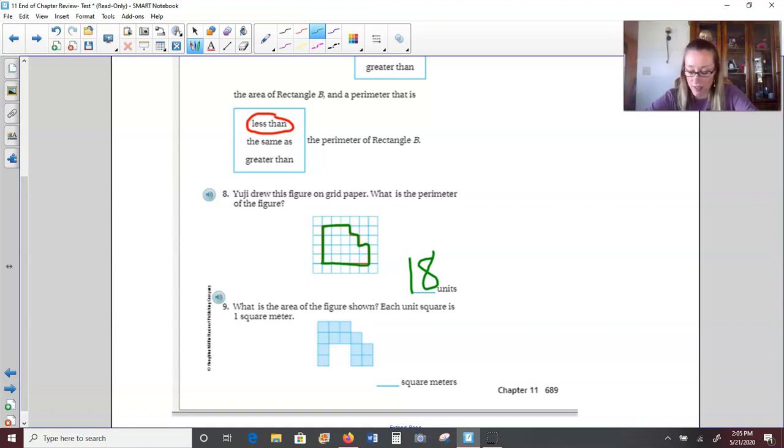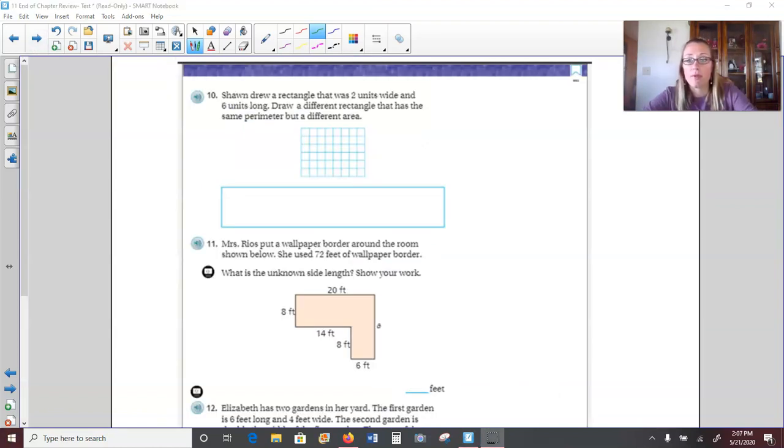All right, let's go to number 9. What is the area of the figure shown? Each unit square is 1 square meter. Because this is kind of an odd shape, we can't really do length times width to get the area, so let's just add our boxes up. I like to put little dots as I count them. So there's 4, 5, 6, 7, 8, 9, 10, 11, 12, 13. So we've got 13 square meters. That is the area.